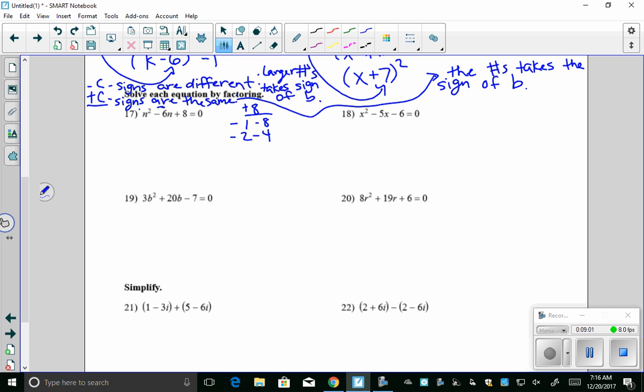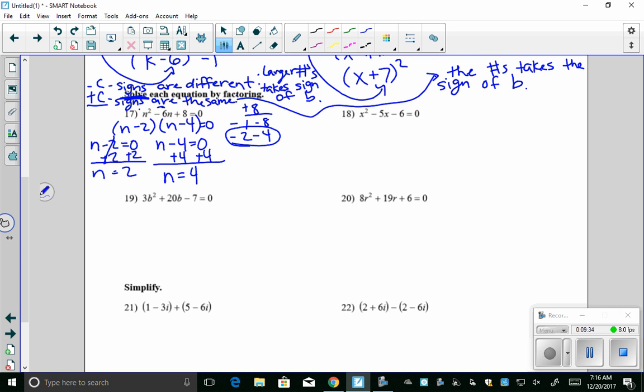So factors of positive 8 that add to give me negative 6. Negative 2, negative 4. So I'm going to have n minus 2, n minus 4. You are solving. So that means I'm setting them equal to 0. n minus 2 equals 0. n minus 4 equals 0. Solve for n. n equals 2. Add 4 to both sides. n equals 4. That is your answer.